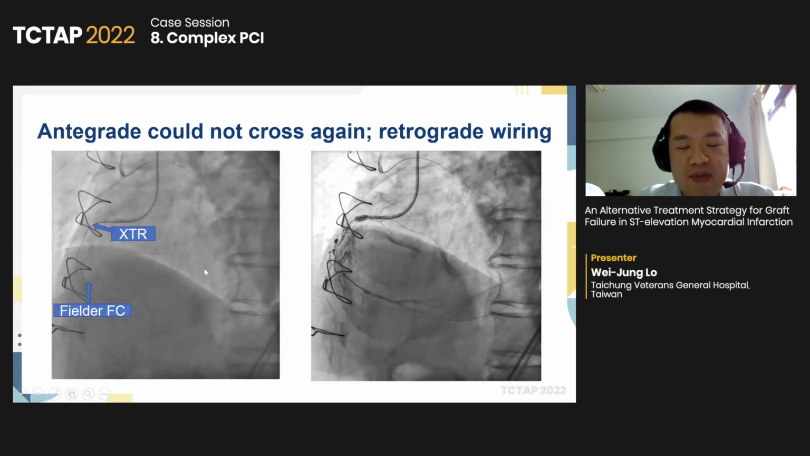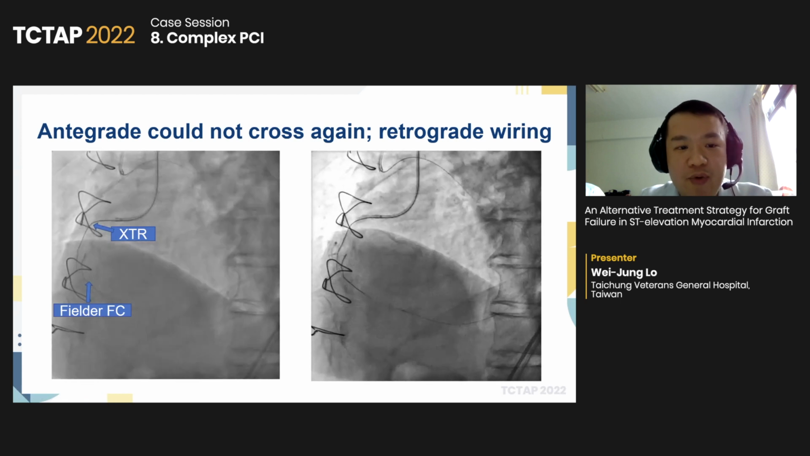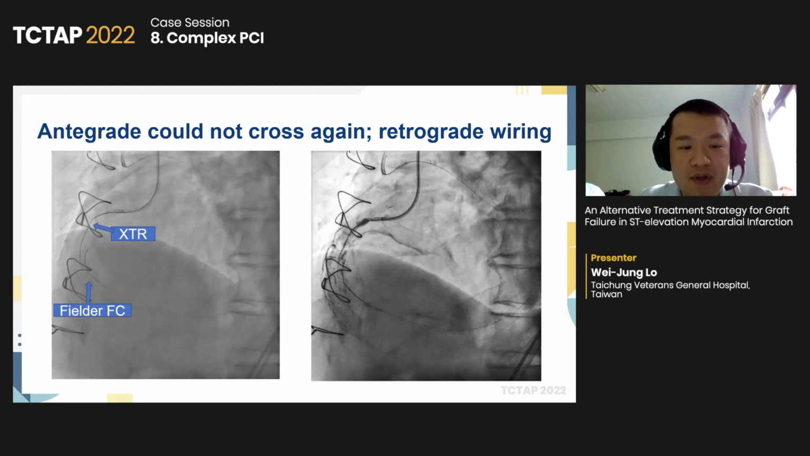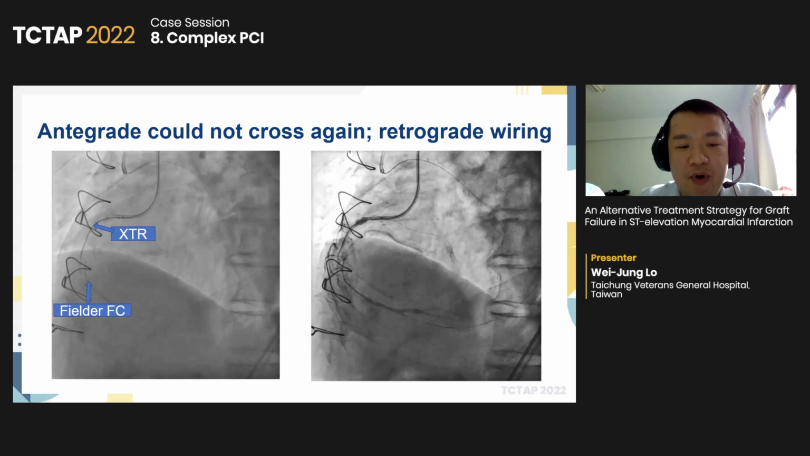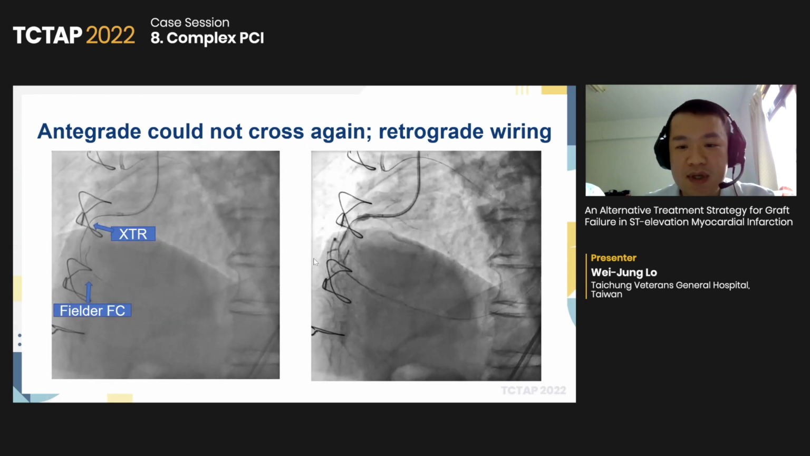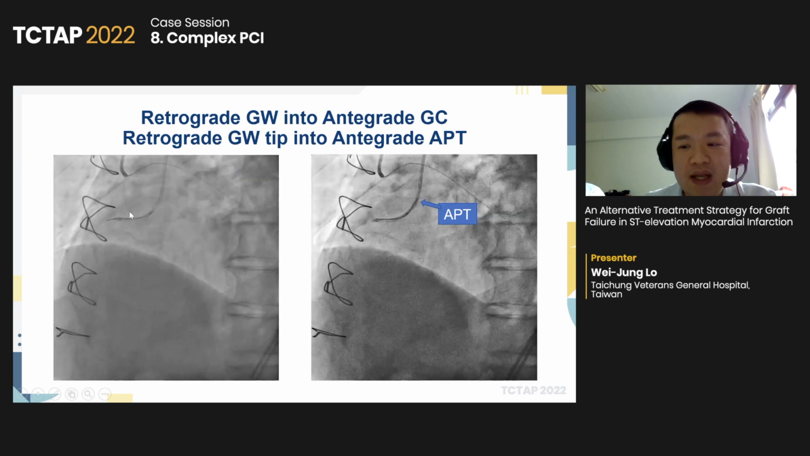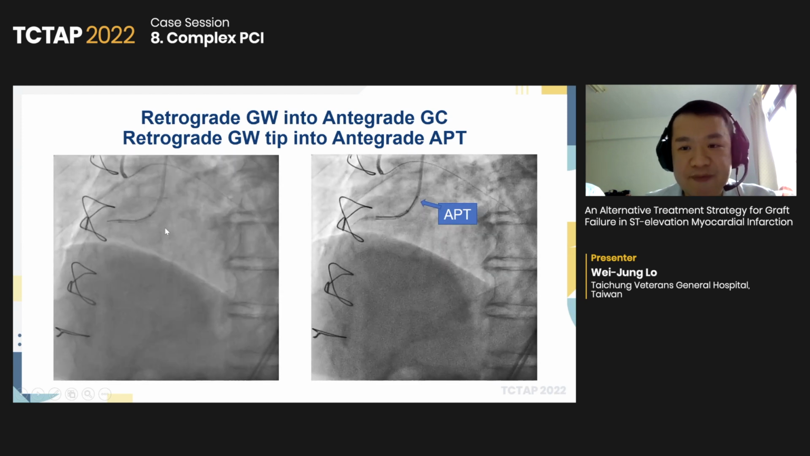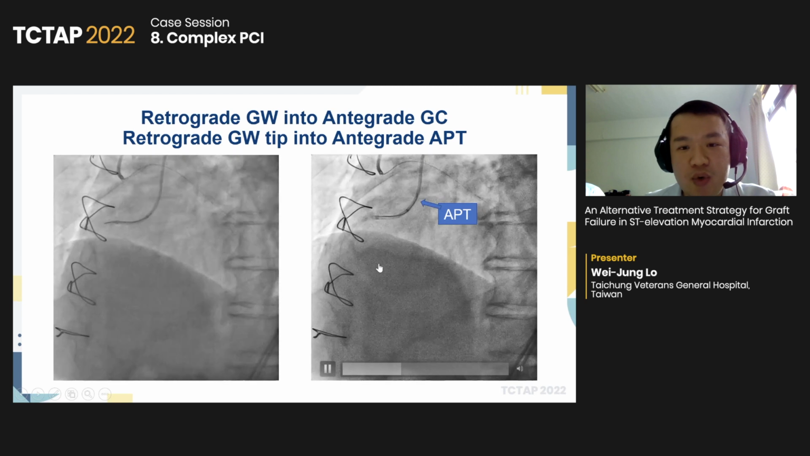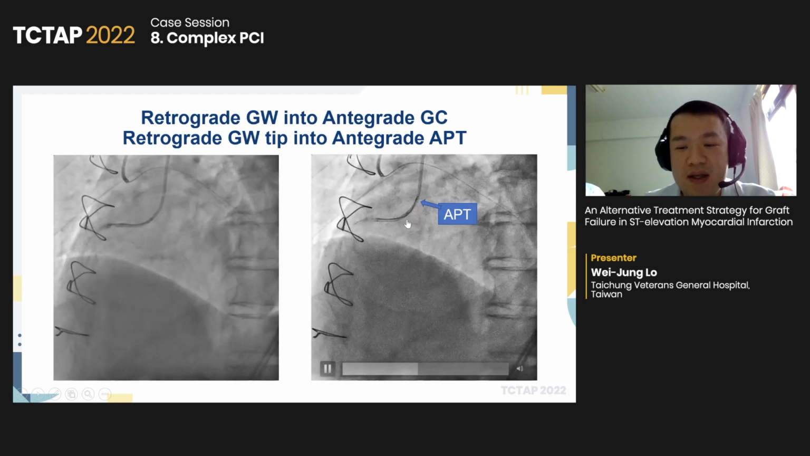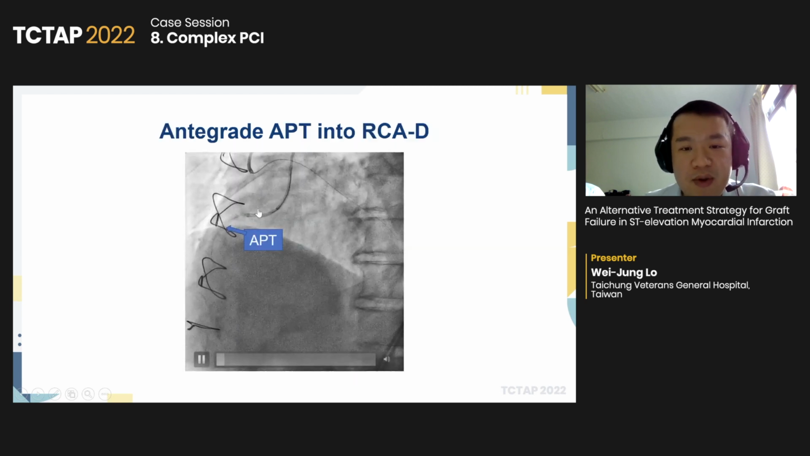Then we tried to approach back with the antegrade approach with an STR guide wire, but failed. So we tried the retrograde approach back with a Fielder FC. Then the Fielder FC could advance to the antegrade guiding catheter successfully. Then we used the retrograde reverse CART technique. Then the antegrade microcatheter could advance to the distal RCA through the retrograde Fielder FC successfully.